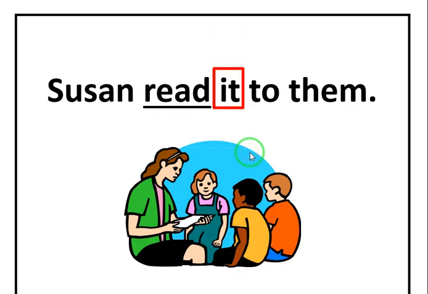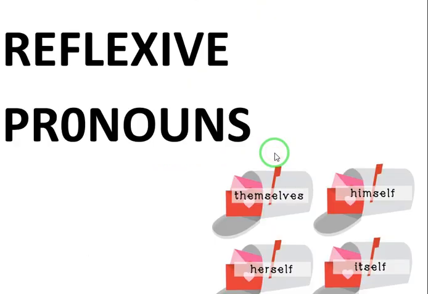"Susan read it to them." Read it. So it is the object pronoun, and them is another object pronoun. Of course, here it's the object of the preposition. There is "to," so them is the object of the preposition "to."